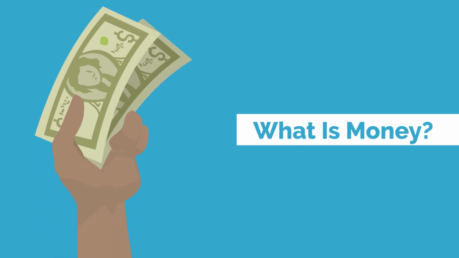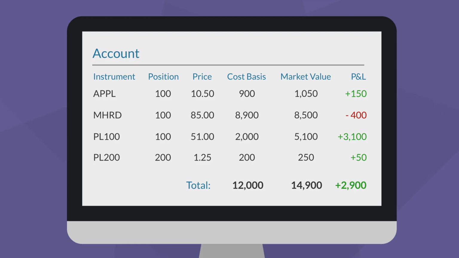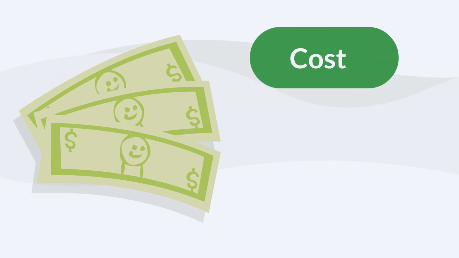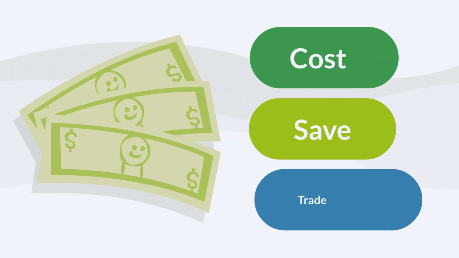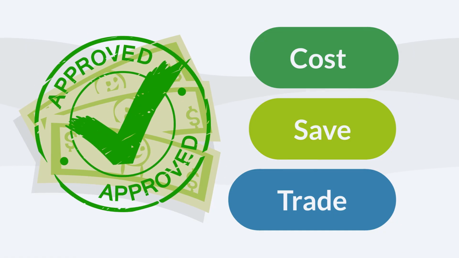What is money? Most of us think of it as cash in our wallet or numbers in a bank account, but economists define money by what it does. Money does three main things. It tells us how much things cost, lets us save, and it's what we trade with. If something can do all three, then it works as money.